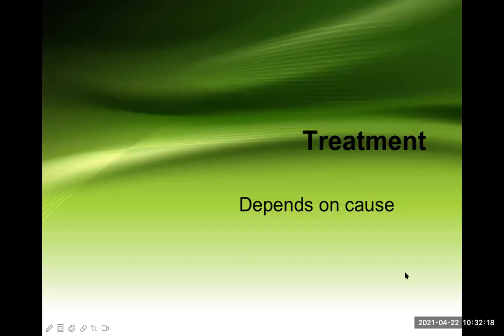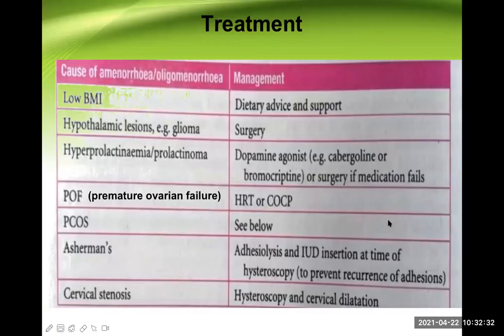Now the final part is the treatment. The treatment depends on the cause. What is the cause of this amenorrhea? The treatment really depends on that. But still, let's talk about some general points. Now, see here, these are the causes of amenorrhea or oligomenorrhea, and these are the management you would like to do.